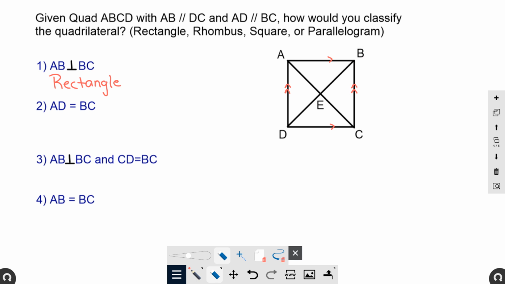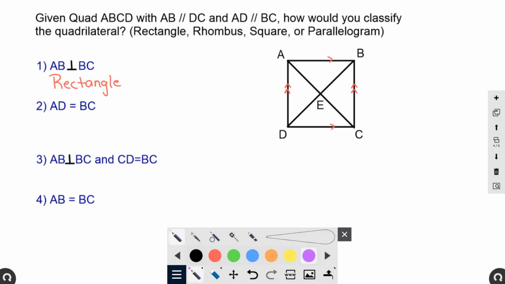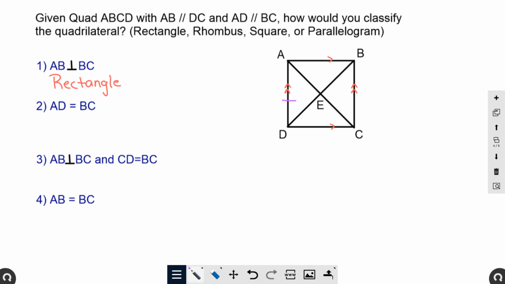All right, now question 2 is a totally different question, okay? So now we don't know anything about the angles. All we know now is that AD, which is this side, is equal to BC, which is this side. So all we know are those two sides are equal to each other. Are all 4 sides equal to each other? No. So we can take out rhombus and square. Can I say rectangle? Why not? We don't know about the angles. That's right. So what's my only choice? Parallelogram.